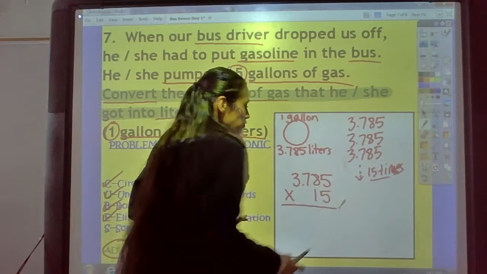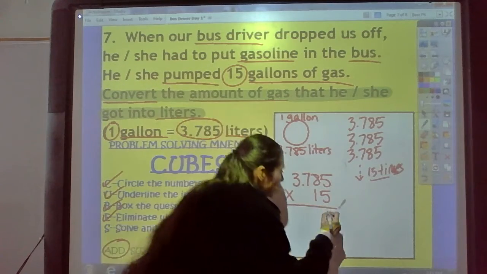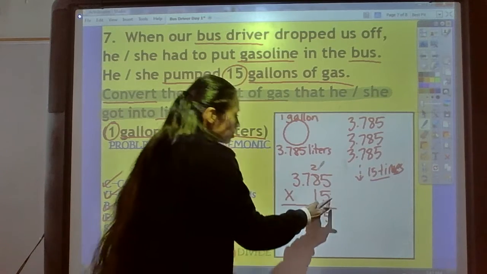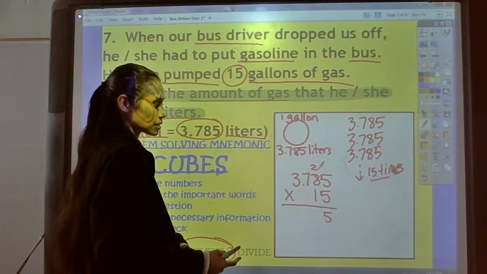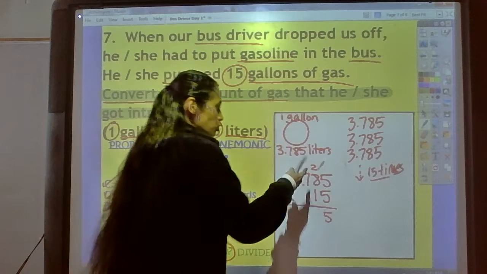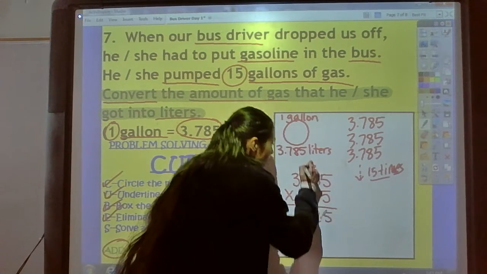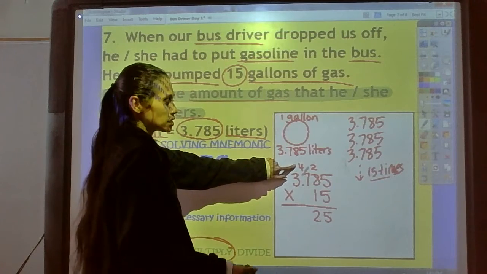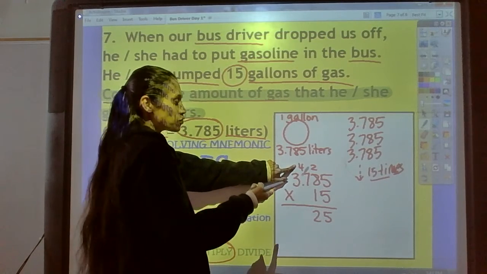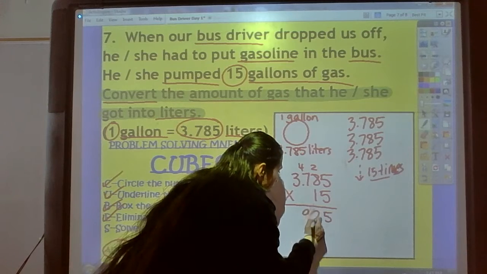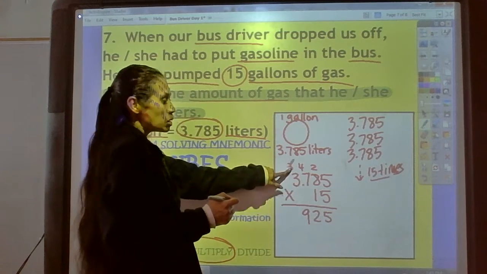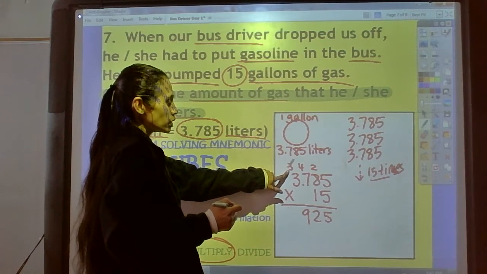Let's do 5 times 5 is 25. Write the 5, put the 2 up top. 5 times 8 is 40, plus 2 is 42. Write the 2, carry the 4. 5 times 7 is 35, plus 4 is 39. Write the 9, 3 up top. 5 times 3 is 15, plus 3, 18.